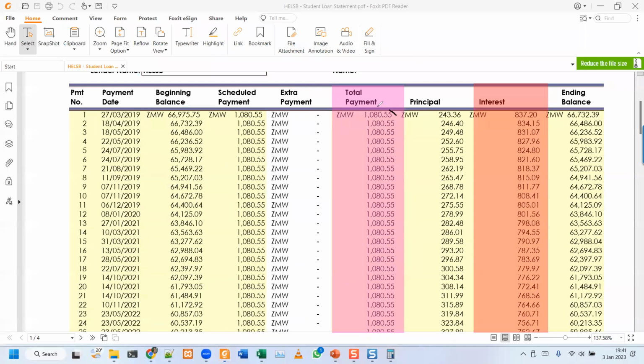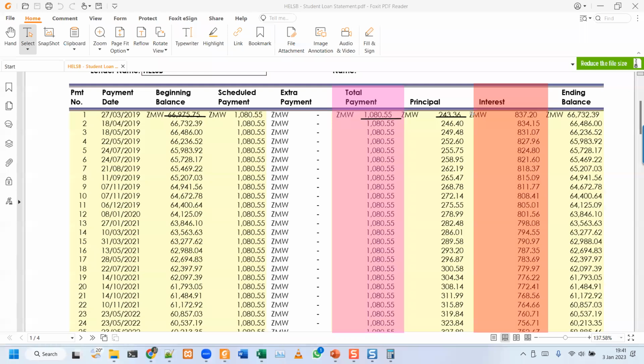So this is the amount that you are paying per month. Okay, I'm going to use a line. This is the amount of money you're paying for that month. And they've only dedicated 243 going down to principal. So what will happen is they're going to deduct 243 from your original balance, which was this 66,975 kwacha 75 ngwee.